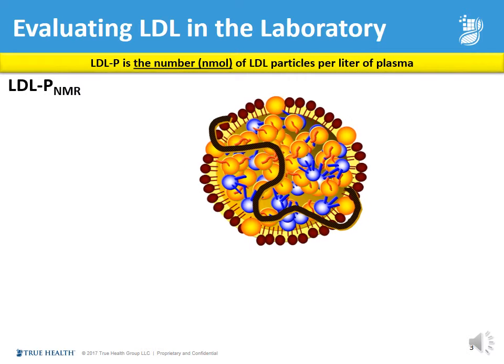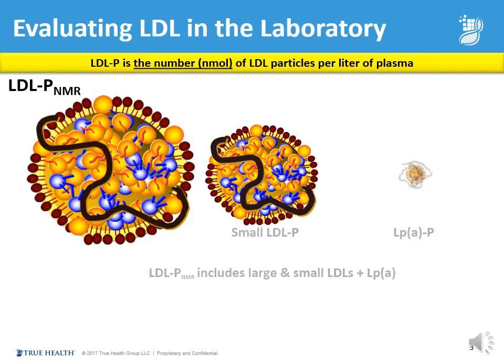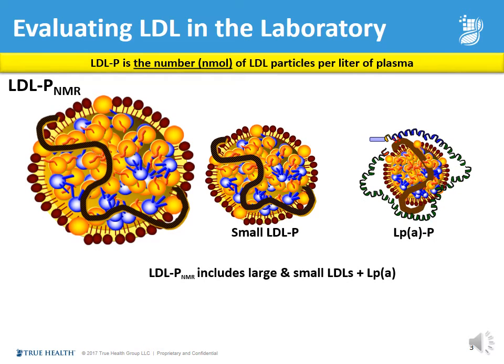So, of course, counting how many particles circulate in plasma can be done nowadays, and the most commonly used technique is nuclear magnetic resonance spectroscopy. Total LDLP consists of all of the LDL particles regardless of size, as well as any Lp(a) particles that may be present in a liter of plasma. If somebody doesn't have substantial quantities of Lp(a), that's not a contributor to total LDLP.